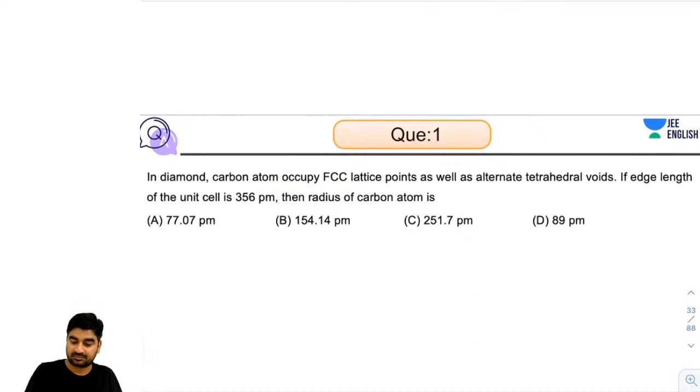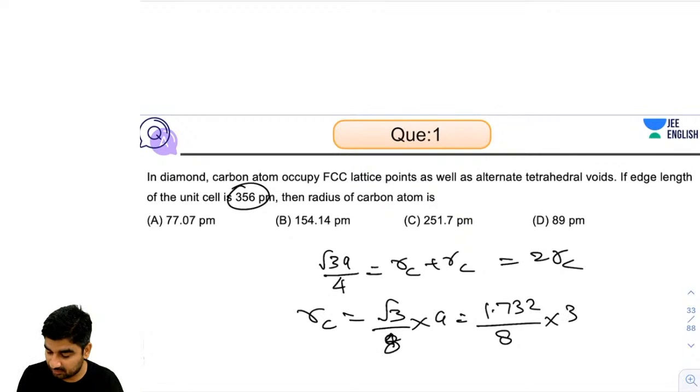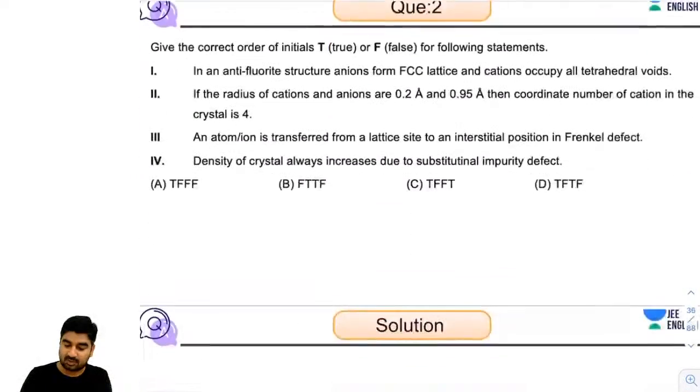So here I will write, RC will be root 3 by 4, root 3 by 8a, 1.732 by 8, and what is a here? 356, right? So now you can solve it. What will you get? Answer A. Yes, Emmy, you are right. Very good, Emmy. You are right this time. It is 77.07. Done.